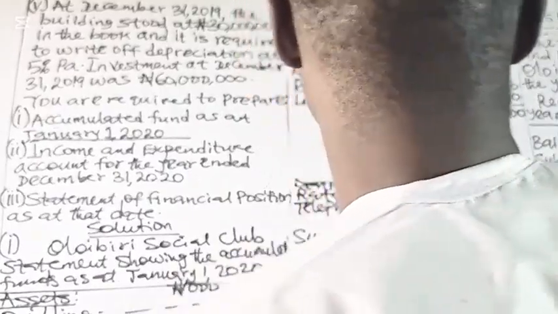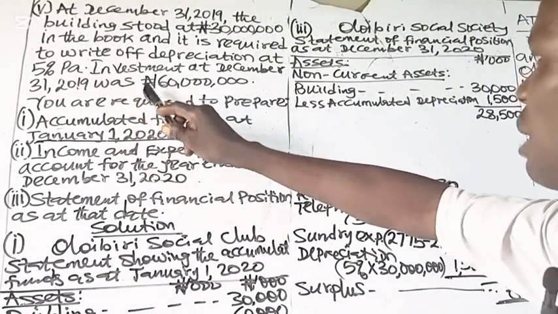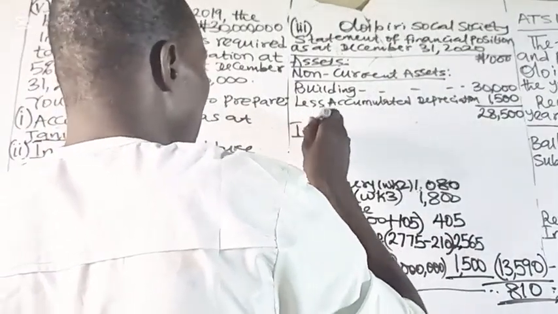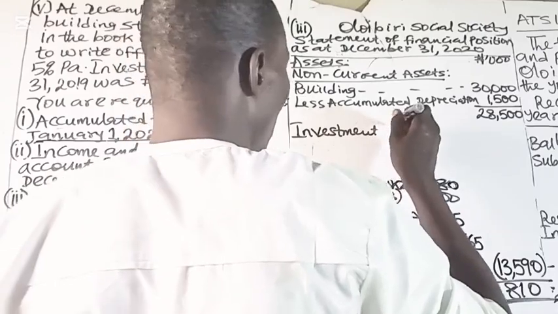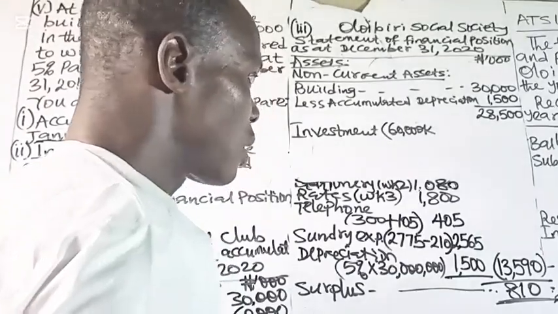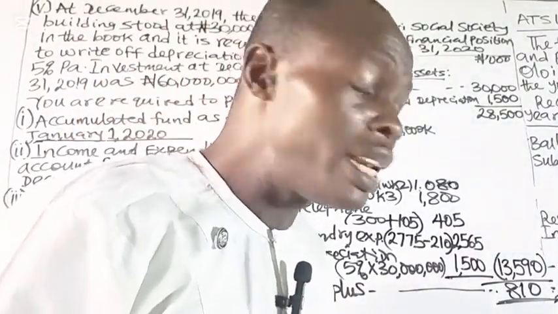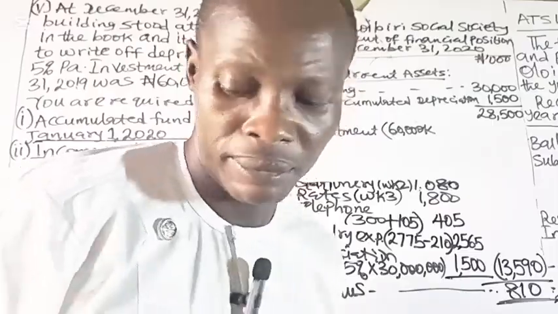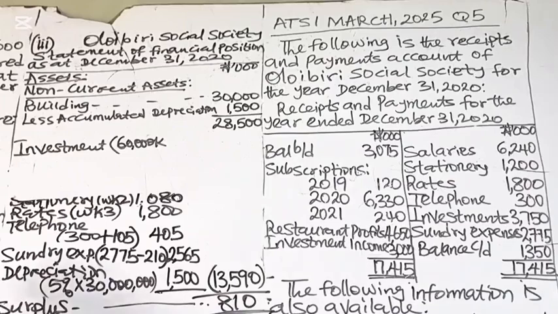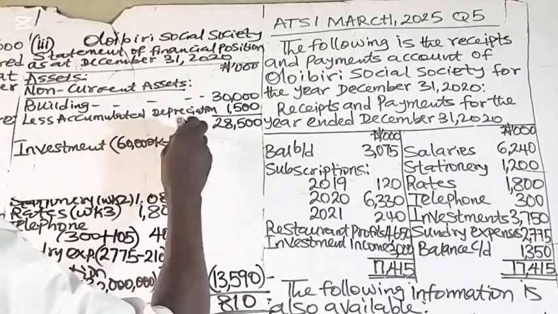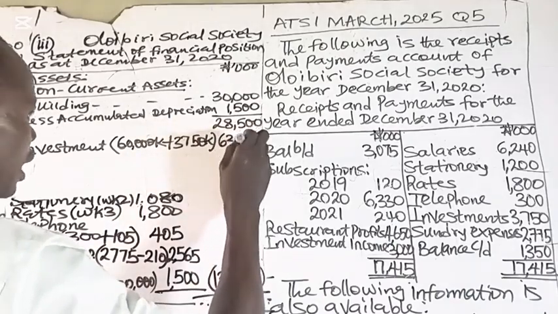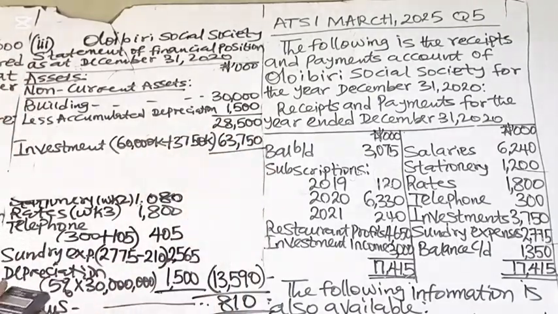After building, the next non-current asset is investment. We have investment at cost of 60 million. That is the one at the beginning of the period. Now let's go through the receipts and payment account in order to ascertain if any investment was acquired during the year. In the receipts and payment, we have investment of 3,750,000 that was acquired in the period. So we add it. The total investment will be 63 million 750,000.